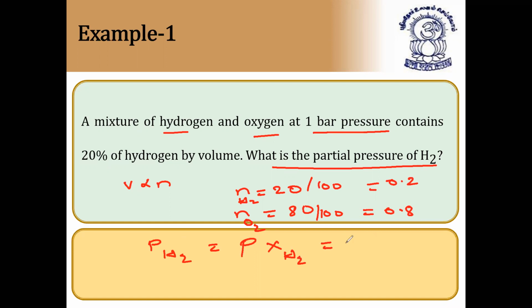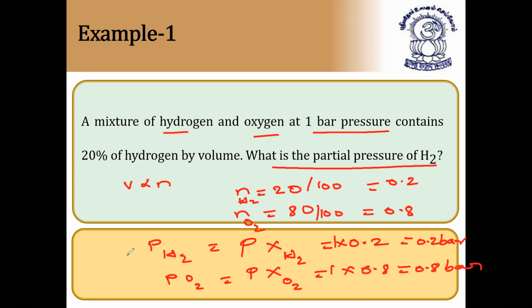So that is equal to, total pressure is 1 bar. It is given 1 bar. So 1 into, directly the number of moles also you can take, 0.2. So it is equal to 0.2 bars. Similarly, partial pressure of oxygen we can find as partial pressure into mole fraction of oxygen gas. So we can take 1 into 0.8. So it is equal to 0.8 bars.